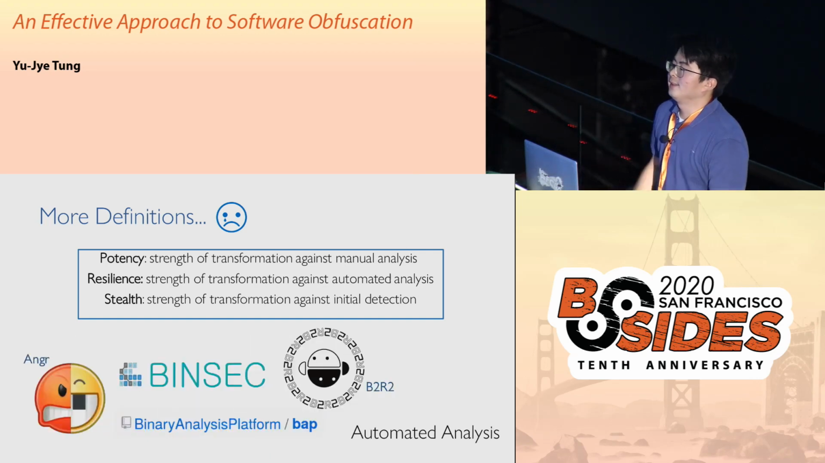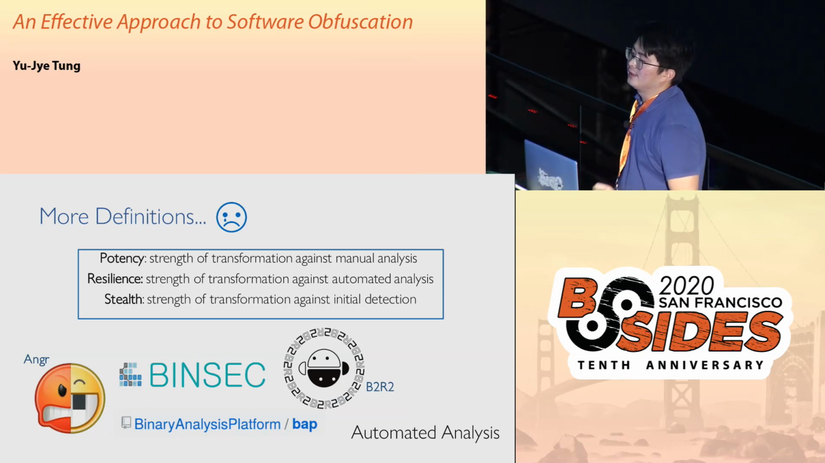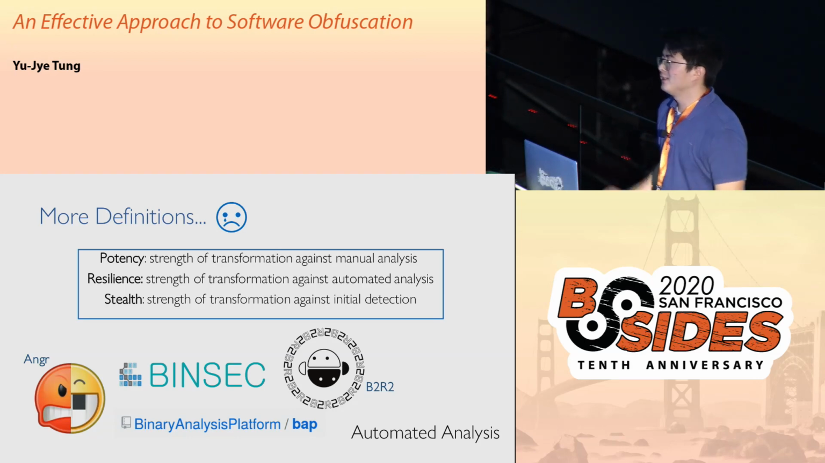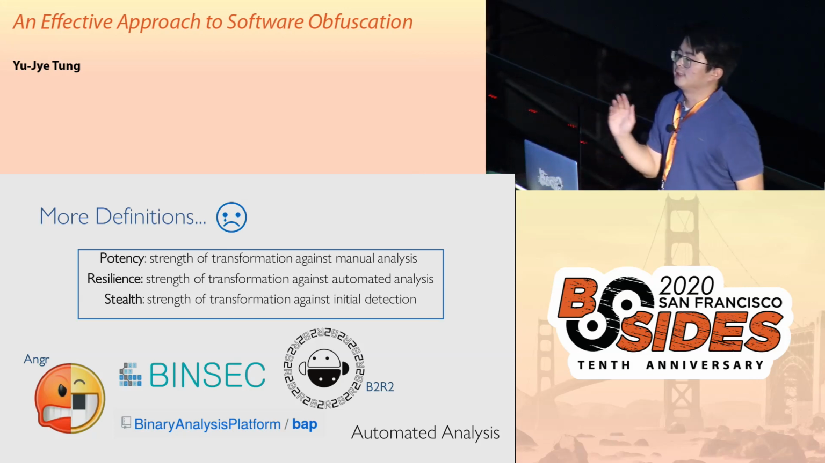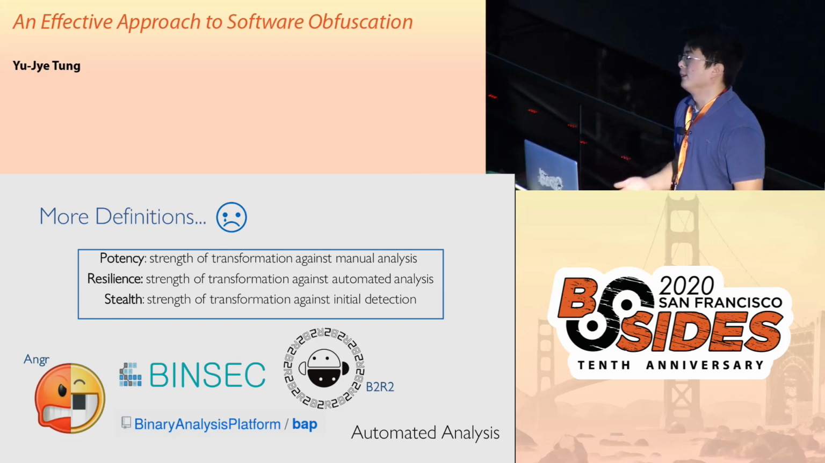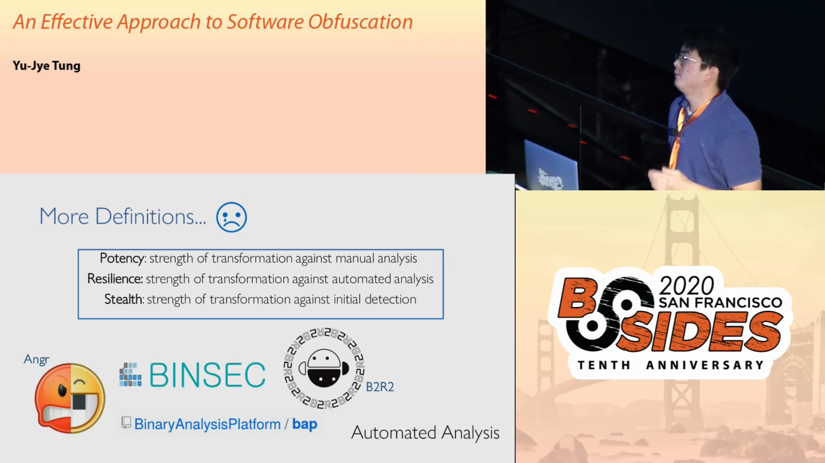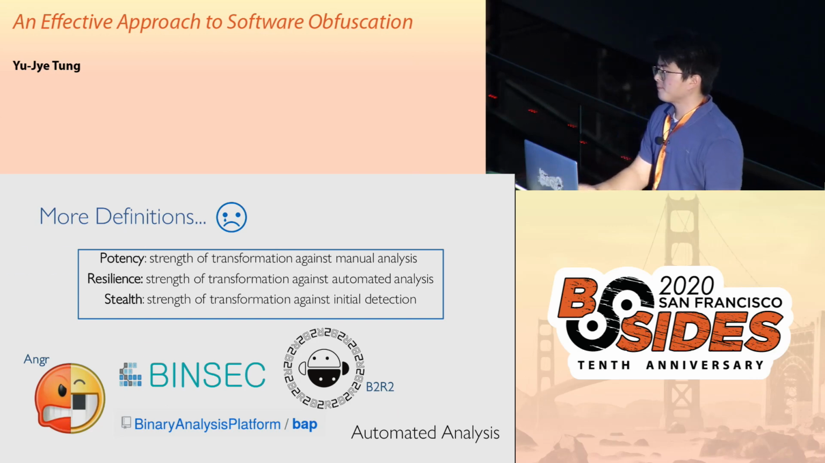And on the other hand, resilience measures the strength of the transformation against automated analysis. Automated analysis is just like myself again, sitting in front of a computer, pressing a button, and boom, the transformation is undone. Some example automated analysis tools are angr, BinSec, BAP, and B2R2. In particular, BinSec has the capability to undo a transformation called opaque predicates.